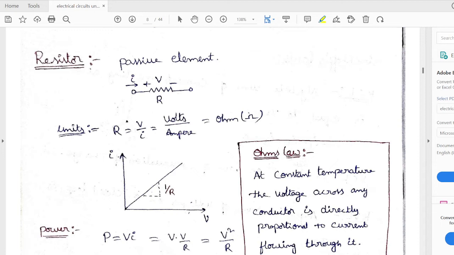Already I told you in the previous classes, the characteristic of a linear element will be a single straight line passing through the origin. So here also we are getting a single straight line passing through the origin. That's why resistor can be said to be a linear element.